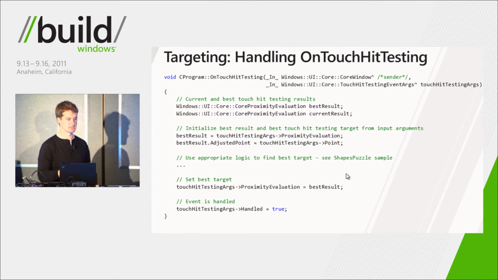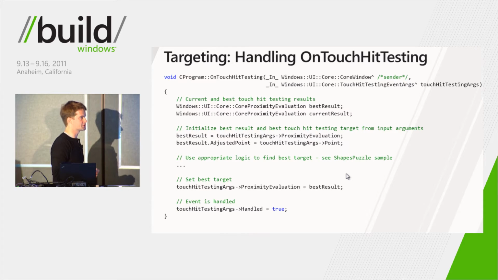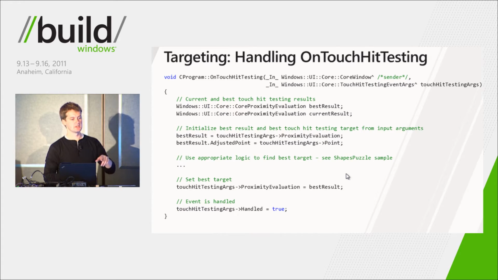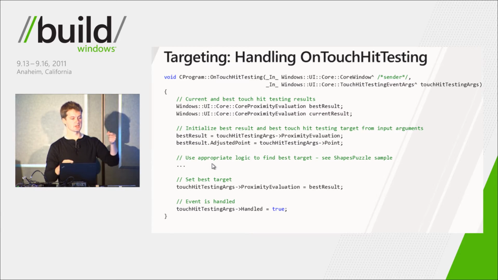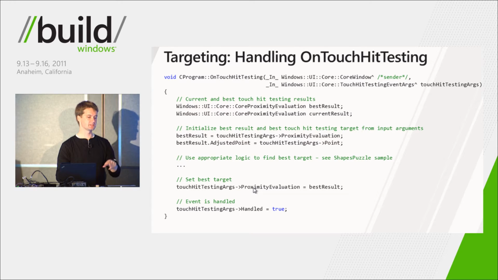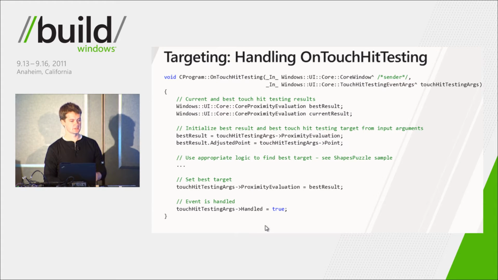I apologize, I don't have this sample handy, but there's a sample in the SDK called the Shapes Puzzle, and in it, you can see how it handles the touch hit testing event. Basically what it does is from the arguments, it can pull out the current best guess at what the target is and the point that we should be reporting. Then in Shapes Puzzle, there's a bunch of logic to iterate through all the shapes and figure out using the geometry which one is the most likely to be the user's target. Based on that logic, we update the event args and set a new target, mark it as handled, and then the system will adjust the point to be on that shape.